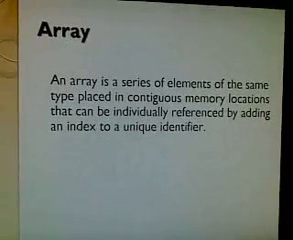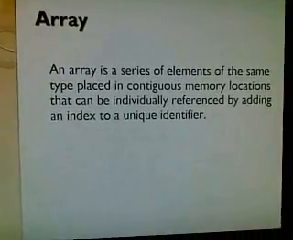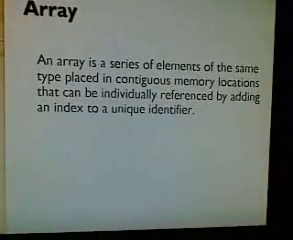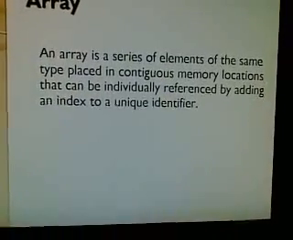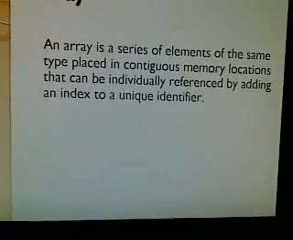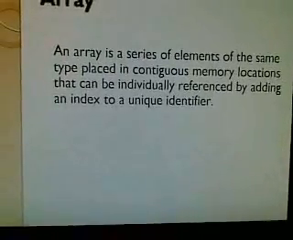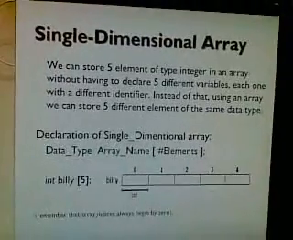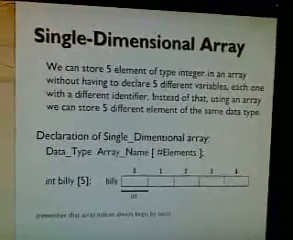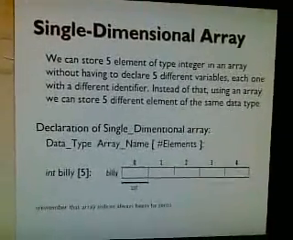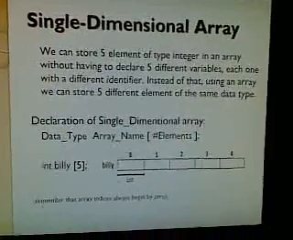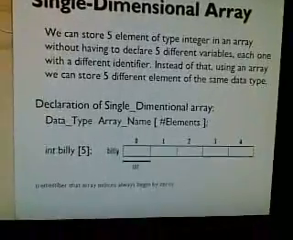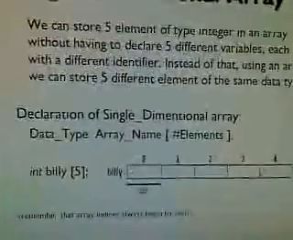An array is a series of elements of the same type placed in a continuous memory location that can be individually referenced by adding an index or unique identifier. Single dimensional array: we can store 5 elements of type integer in an array without having to declare 5 different variables, each one with a different identifier. Instead, using an array, we can store 5 different elements of the same data type.